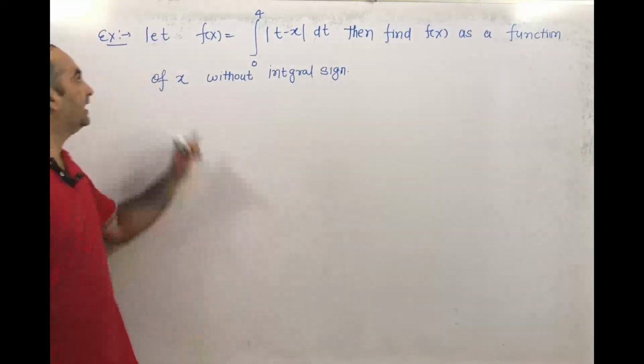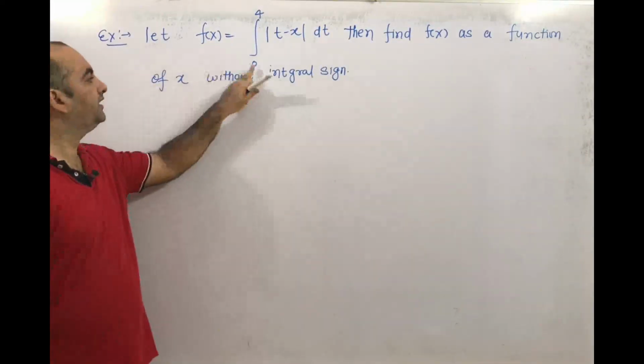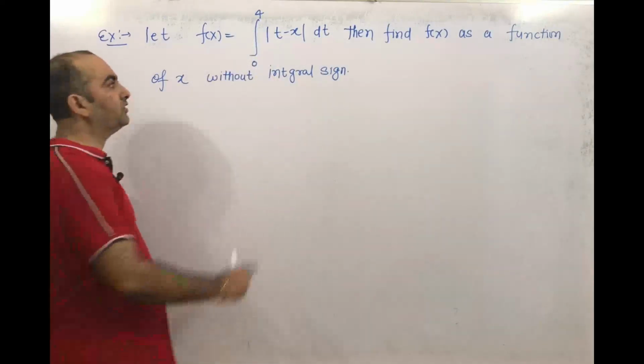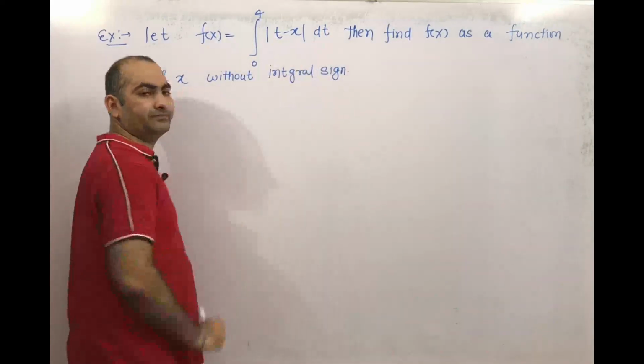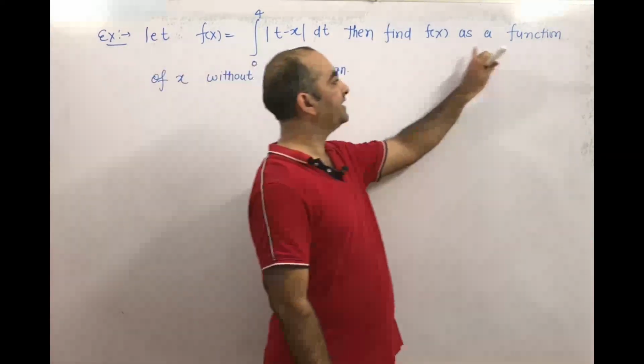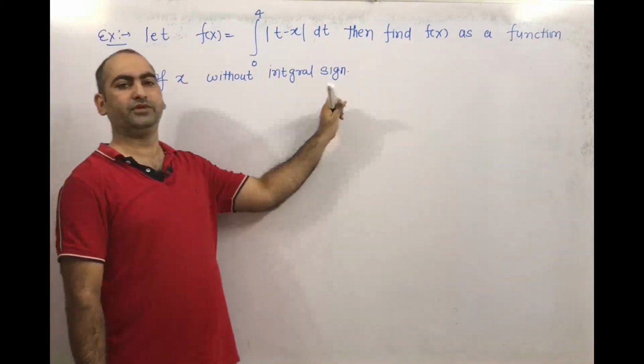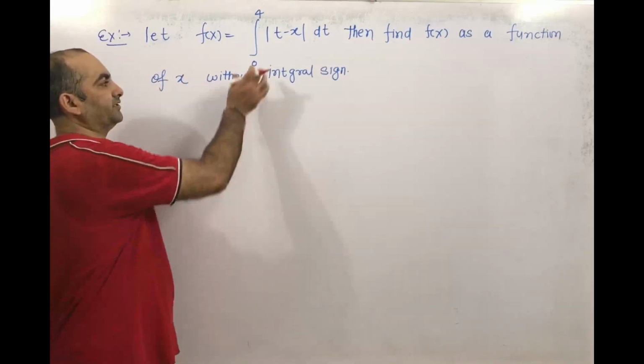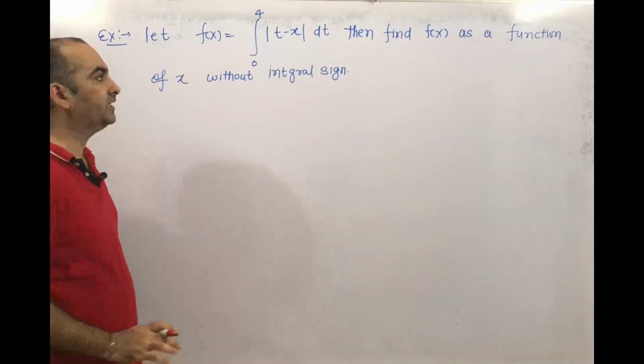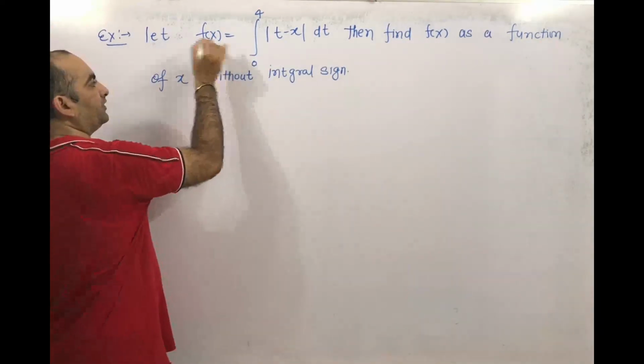Next problem: let f(x) equal the integration from 0 to 4 of modulus of t minus x, dt. Then find f(x) as a function of x without the integral sign. Okay, so we have to do this one integration, and we have to find the function in terms of x. So we have to find f(x).